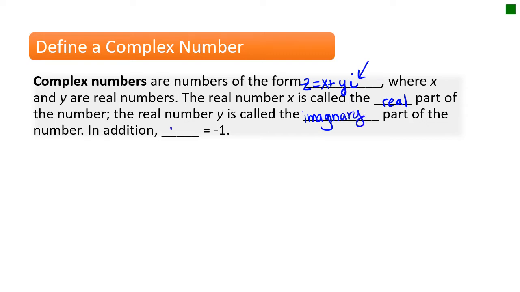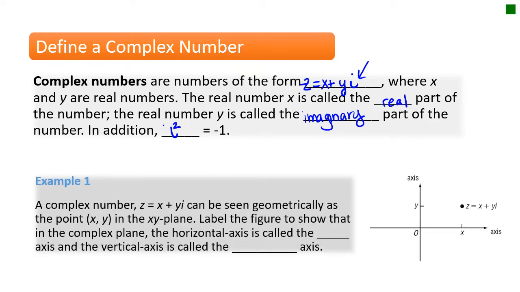In addition, remember that i squared equals -1. A complex number, z equals x plus yi, can be seen geometrically as the point (x, y) in the xy plane. Label the figure to show that in a complex plane, the horizontal axis is called the real axis, and the vertical axis is called the imaginary axis. So this would be the real, this would be the imaginary. Whenever we are plotting these complex numbers, just like before when we did polar coordinates, we had our r and our theta. Now we're going to call the x-axis the real axis, and the y-axis the imaginary axis.